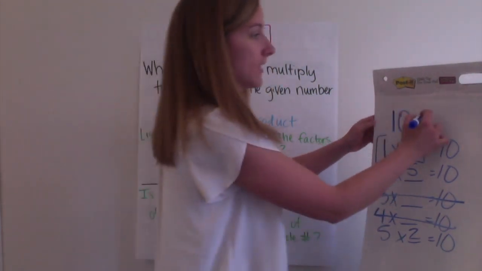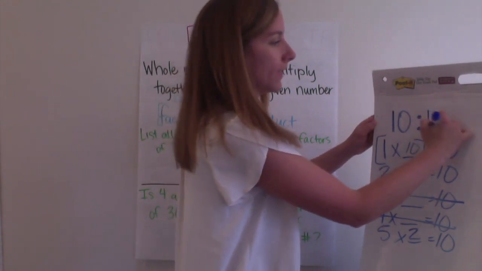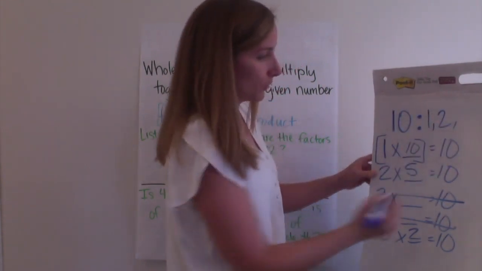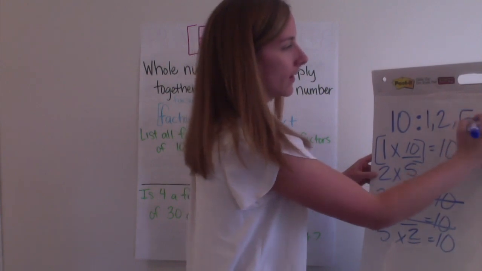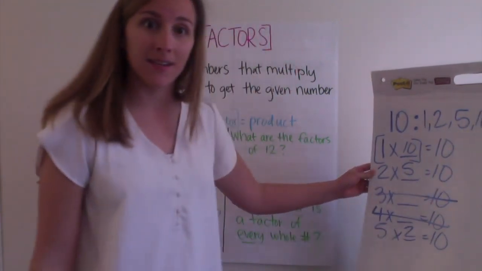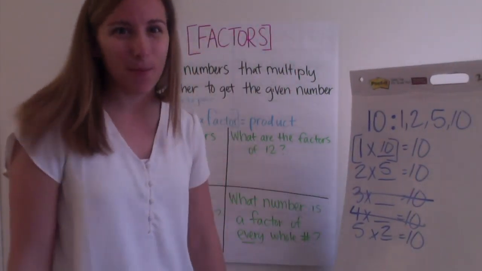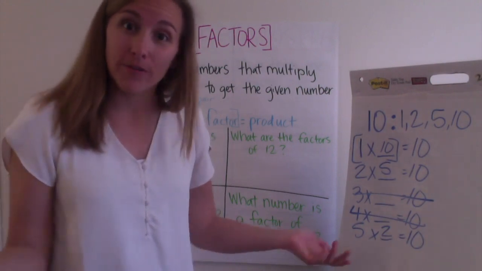Our factors of 10 would be 1, 2, 5, and 10. Great. And I like to list them up there like that. So those would be your factors of 10.